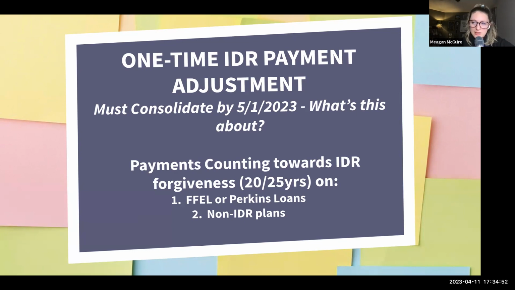And they originally said you had to consolidate those FFEL loans or the Perkins loans by May 1st of this year. But recently they changed the website to say end of year. But then they changed it back to May 1st of 2023. And we panicked for a second, but then they changed it back to end of the year. So that's just to say that we're not sure exactly when you have to have this consolidation done, but it is still before May 1st.